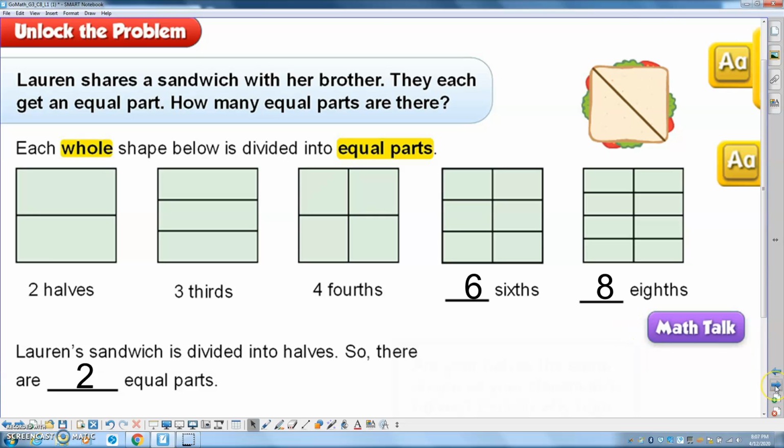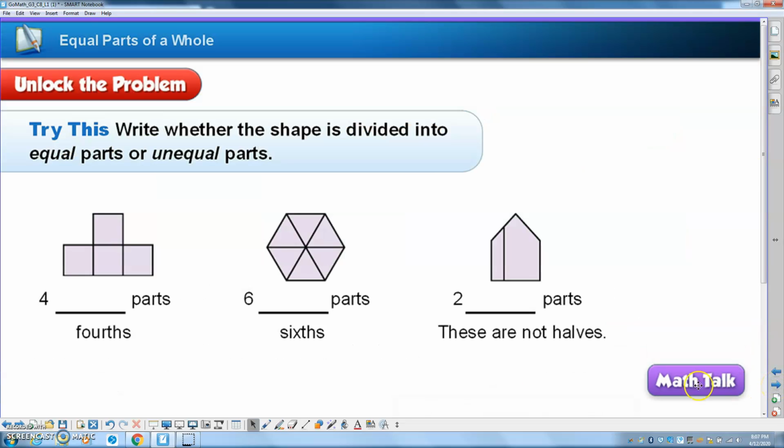Now remember, they have to be equal parts. So looking here, we can see that these parts are all equal. So there are 4 equal parts. That would be fourths. This would make up a whole. If we have 6 equal parts, we have sixths. So we can see that each one of these triangles is the same shape. So these are all equal parts.